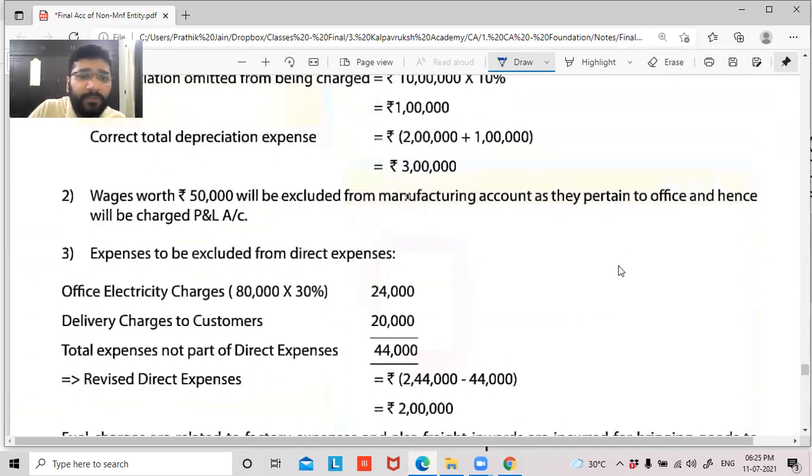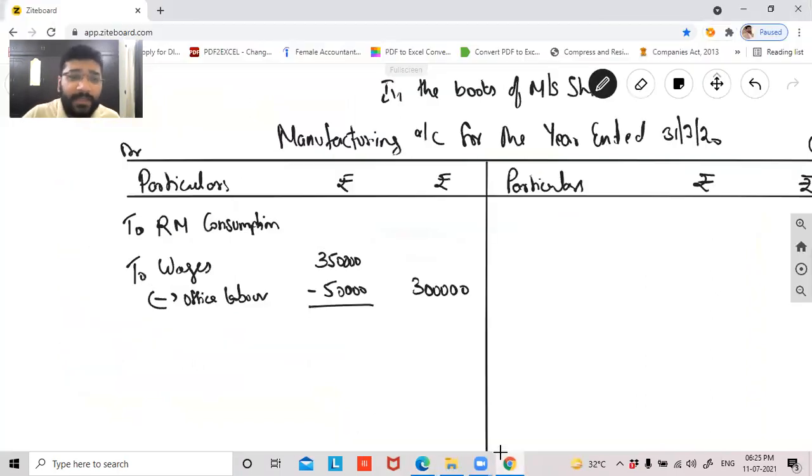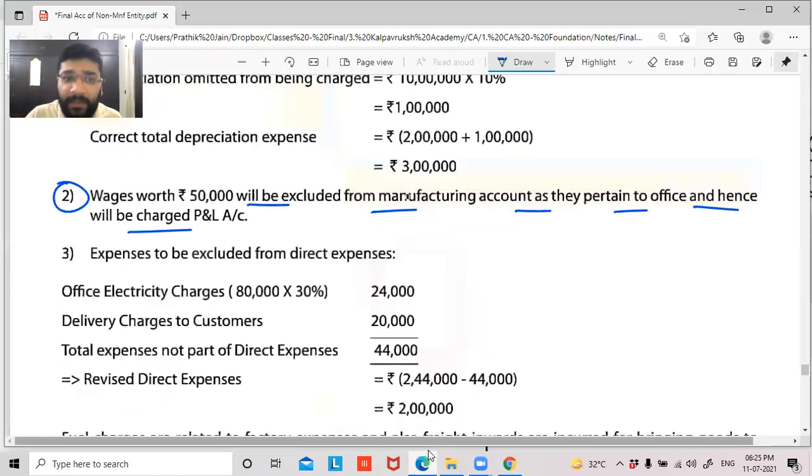Wages worth 50,000 will be excluded from the manufacturing account as they pertain to office and hence will be charged to P&L. Now guys, this note is very important because if you just minus 50,000 rupees, they will not have clarity as to why you minus. So if you want to ensure that you don't miss out on any marks, it is better, guys, you make this statement. They are expecting that. Why are you minusing this? You need to give an explanation as to why you are adding something and why you are minusing something. So am I clear with this or not?